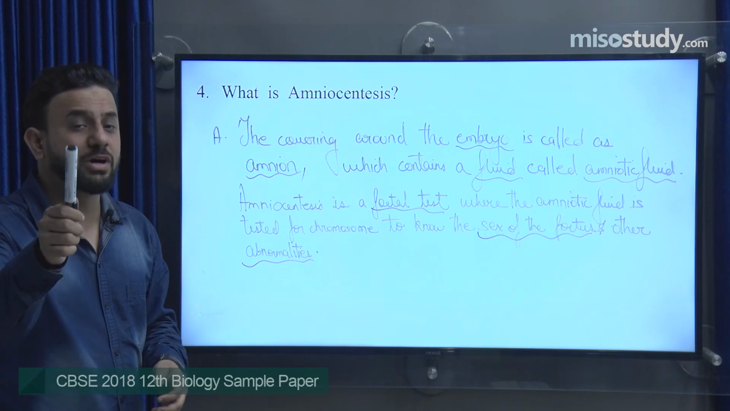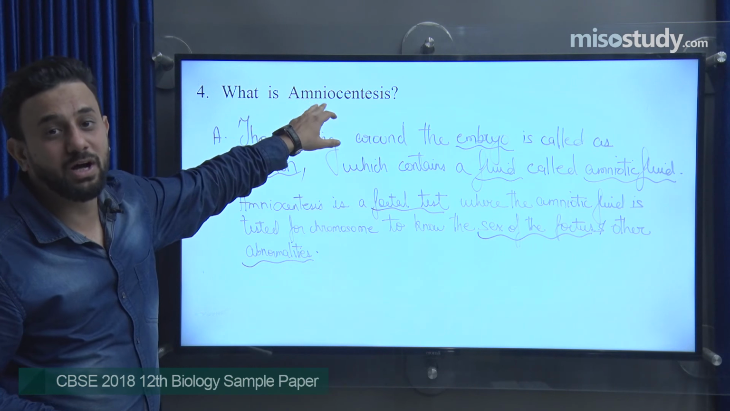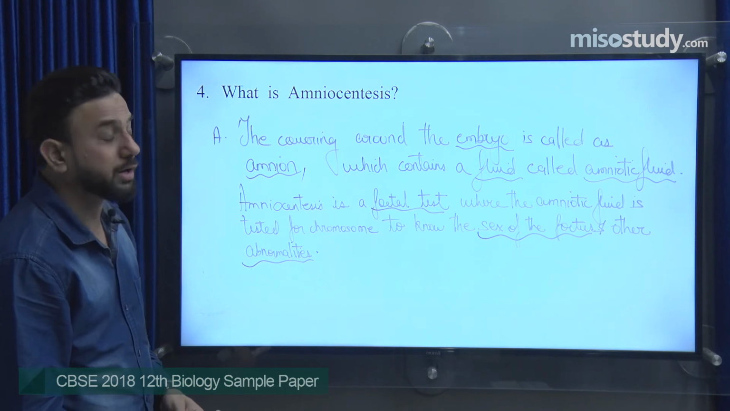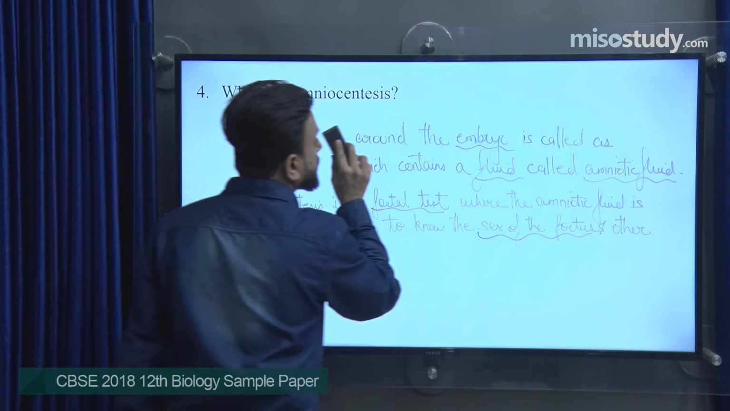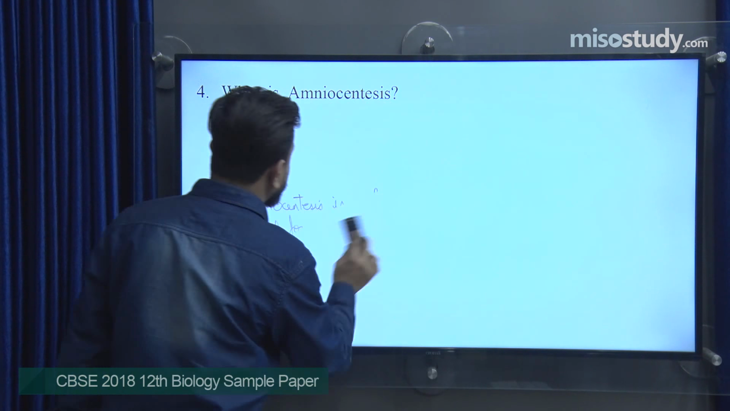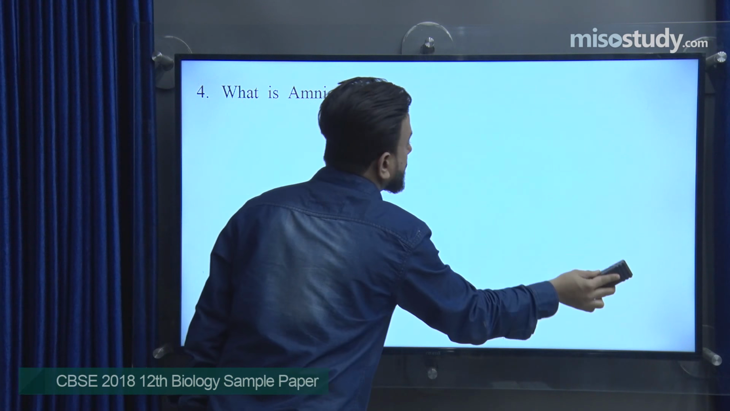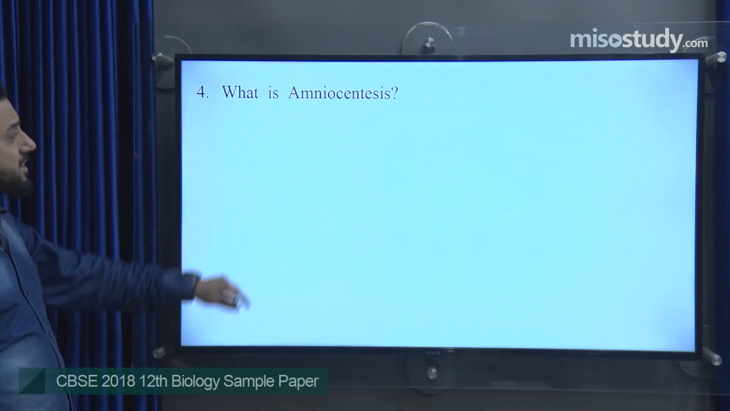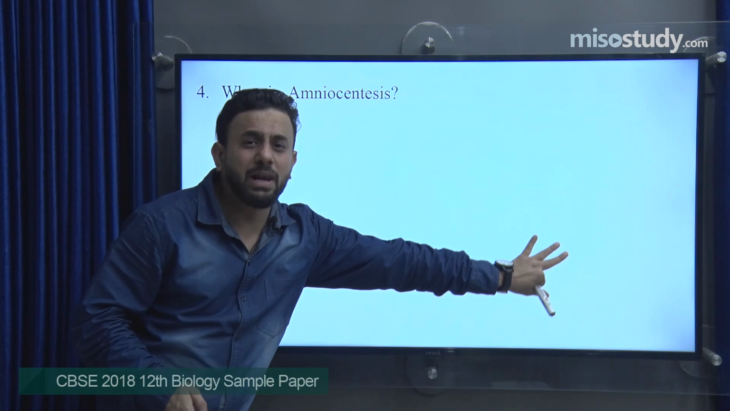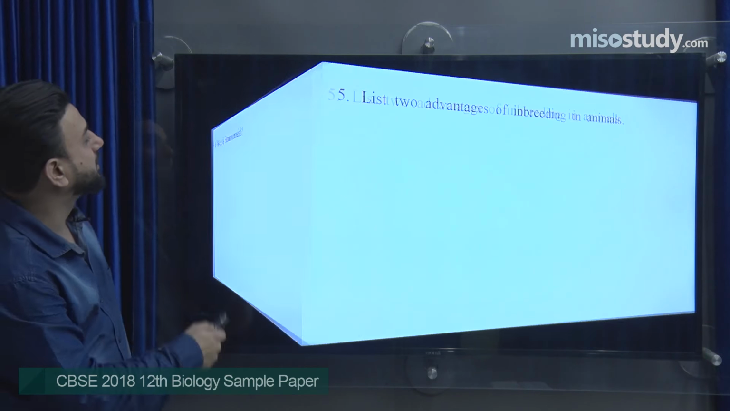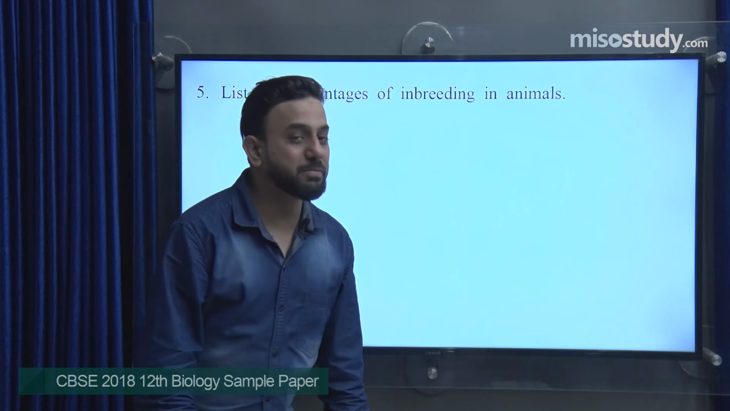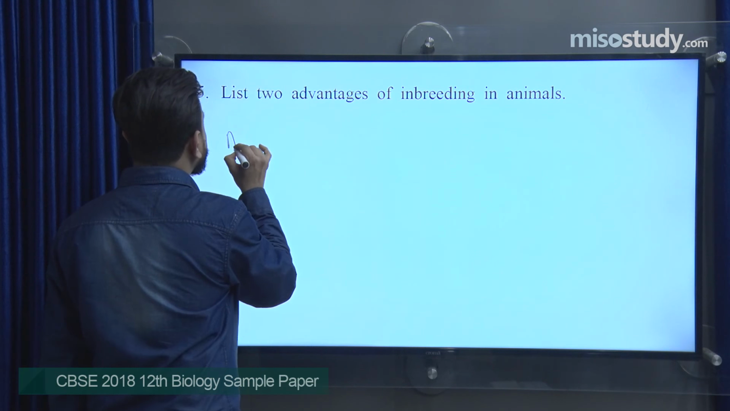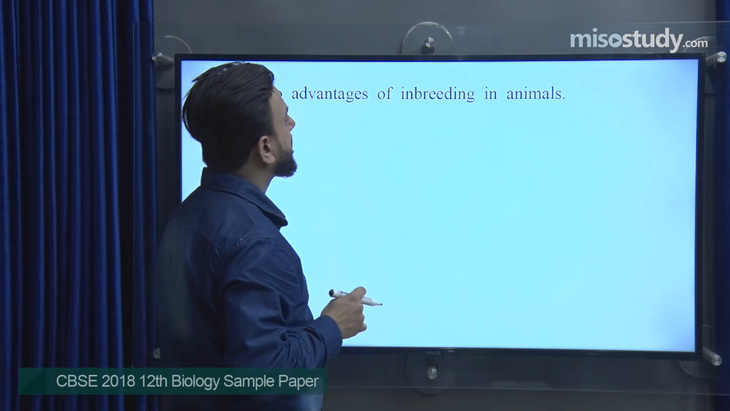But you also have the right to know this question, because you are the owner of 1 lakh rupees now. Okay, we move on. What do you think the next question will be? This is the master question of section A. The next question appearing on the screen will be of 1 lakh rupees, and the question here is: list 2 advantages of inbreeding in animals.